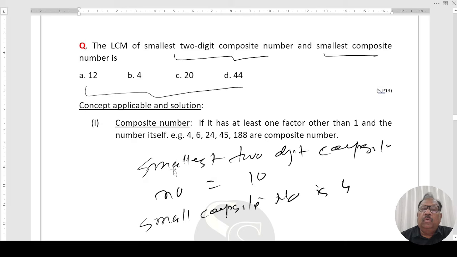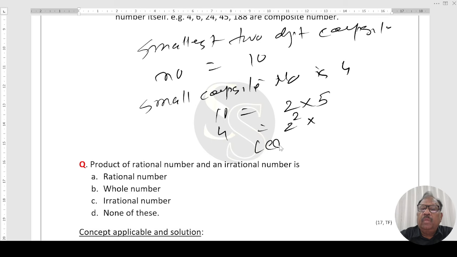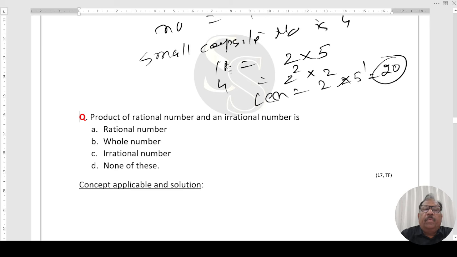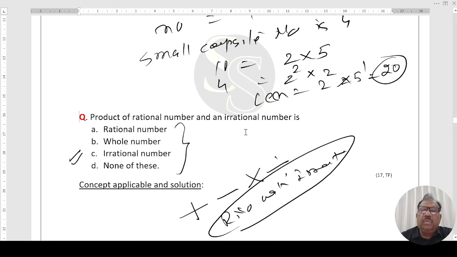is 4. So reducing into prime factors, 10 is 2 into 5, and 4 is 2 to the power 2. So the LCM will be 2 to the power 2 into 5 to the power 1, that is 20. So C is the correct answer. Right? Next question. Product of a rational number and an irrational number is an irrational number. I've already discussed plus, minus, multiplication, division of a rational number with an irrational number is always an irrational number. So C is the correct option.